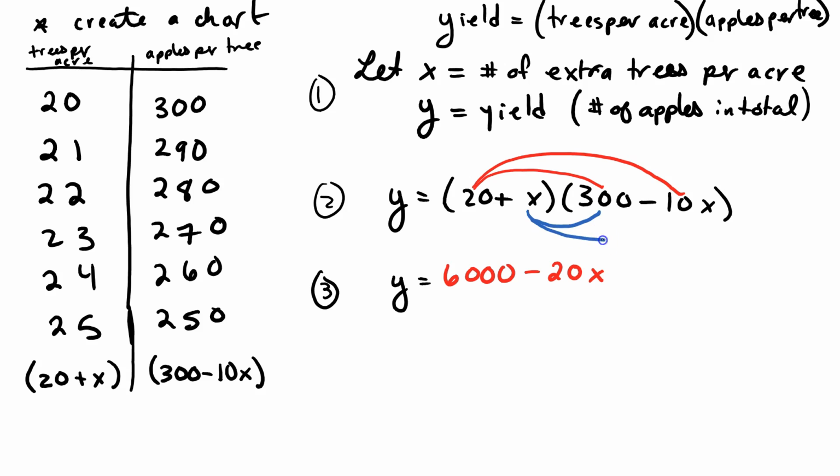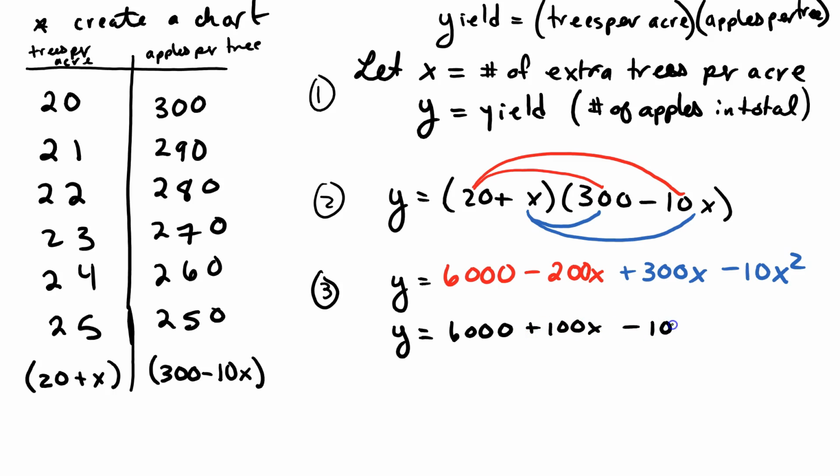X times 300, x times negative 10x. So then that is plus 300x minus 10x squared. And now I'm just going to turn back to my black pen and collect like terms. So 6,000. Actually, sorry folks, this should be 200. 6,000 negative 200x plus 300 is going to be plus 100x minus 10x squared.